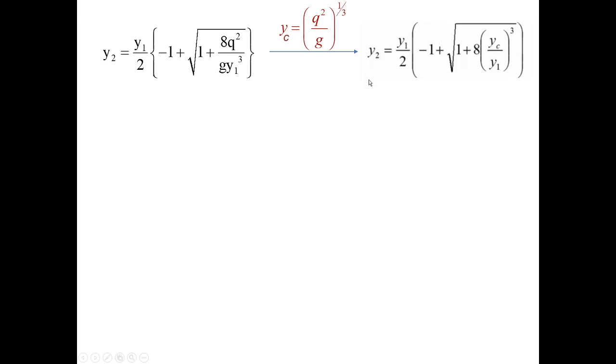So for a rectangular channel, if you know, for example, yc and y1, as we showed in the previous figures, that, for example, we know y1 at upstream and we can calculate critical depth for a given discharge of a rectangular cross section, y2, or the sequent depth, can be calculated using this equation.